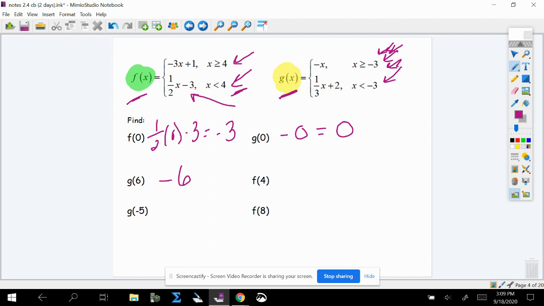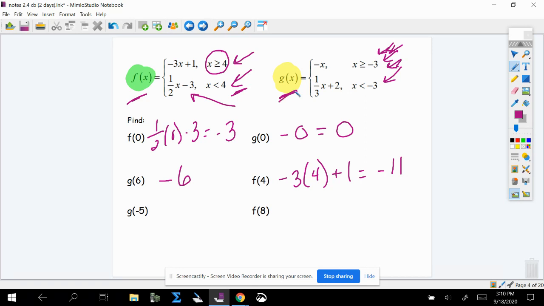F of 4, we're going back to the green one. We're going to go here because this is when x is equal to 4, so we're going to put 4 into that top line for the x, so it'll be -3 times 4 plus 1. -12 plus 1 is -11.